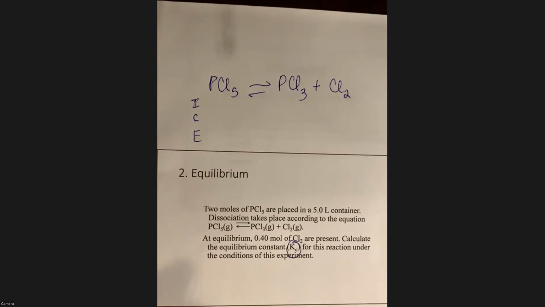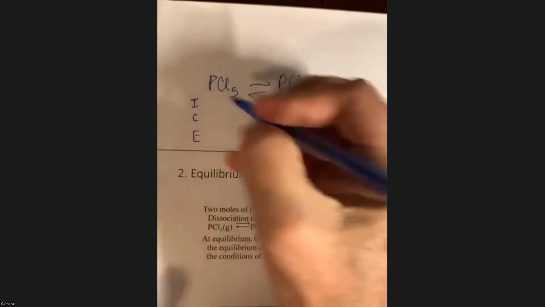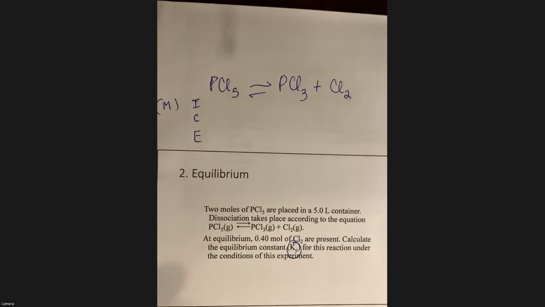Secondly, it's in a 5.0 liter container. Normally, we do these things in units of molarity, right? So that means that we had to convert these things to molarities. Now, if all of the species are in the same container, that means that the volume is going to be the same across the board. But you have to be careful because of exponents or multipliers. So I honestly would recommend that you essentially go ahead and convert everything to molarity.